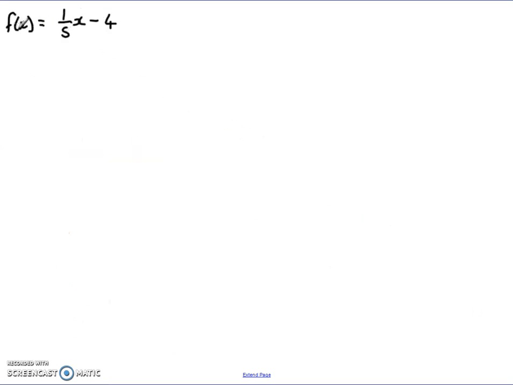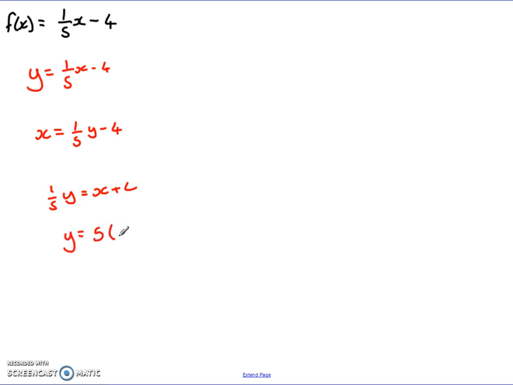Final example I gave you was f of x equals 1/5 x minus 4. Again, same approach. y equals 1/5 x minus 4, and then swap your x and your y. So you know that x equals 1/5 y take away 4. It's then shifting things around and working it through. Now remember, we work backwards with BODMAS, so first thing we get rid of is the subtraction here. So we then say 1/5 y equals x plus 4. We then get rid of the fifth by multiplying by 5. So y equals 5, bracket, x plus 4.